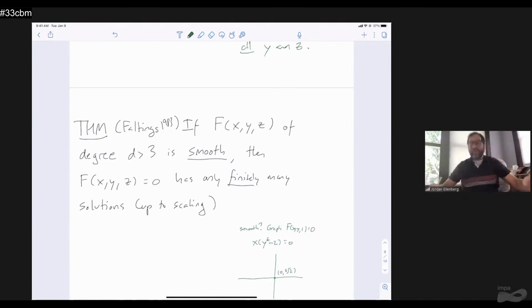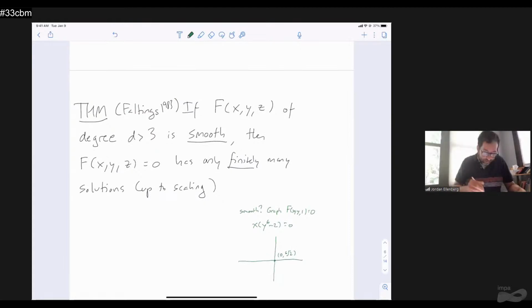That if you have an equation in 3 variables, again, by the way, I'll leave it as something to think about if you want to for fun, that homogeneous equations in 2 variables are not so interesting, or rather they are interesting, but they're more elementary than what I'm going to talk about. And the real fun starts with 3 variables. Okay, so I have a homogeneous equation of some degree d, strictly bigger than 3. And I also require that it be smooth. I'm going to say something about that in 1 second, but for now, just take it as a word. Then this equation does indeed have only finitely many solutions up to scaling.